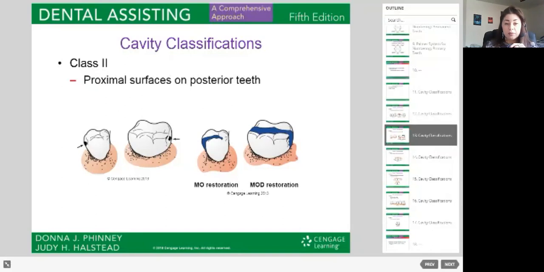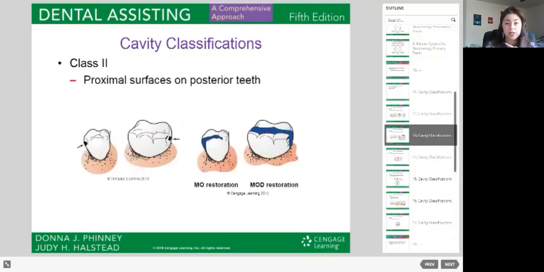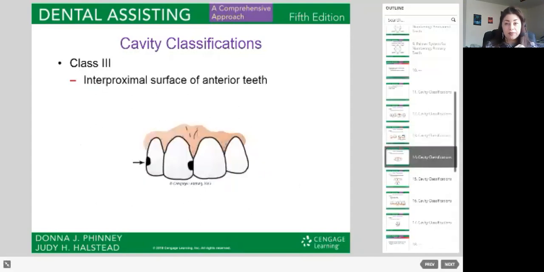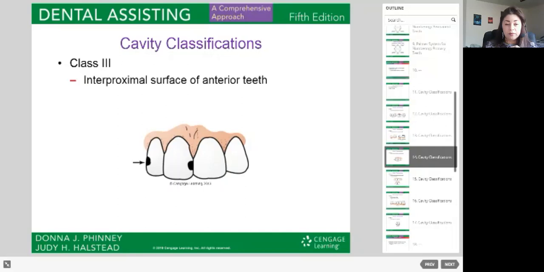So when I say MO, that's mesio-occlusal. And it's always just the first letter of whatever surface it is. So mesio-occlusal distal, that's an MOD. All right, so proximal surfaces on the posterior teeth, so in between on the back. Okay, class 3 is interproximal of the anterior teeth. So class 2 is posterior, class 3 is anterior. Class 2 is in the back, 3 is in the front.